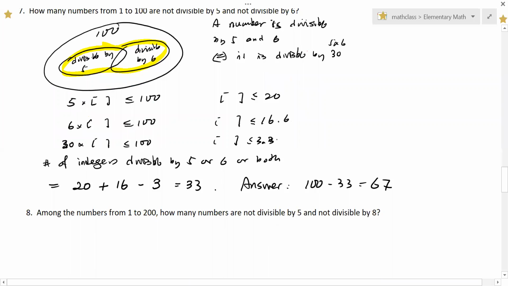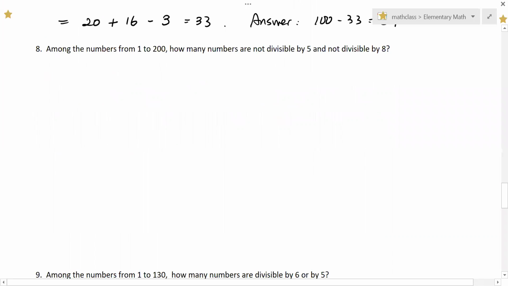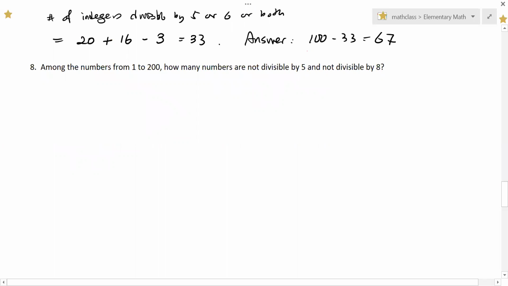All right, so now let you try, okay, the next problem. Among the numbers from 1 to 200, how many numbers are not divisible by 5, not divisible by 8? So can you do this now? Okay.